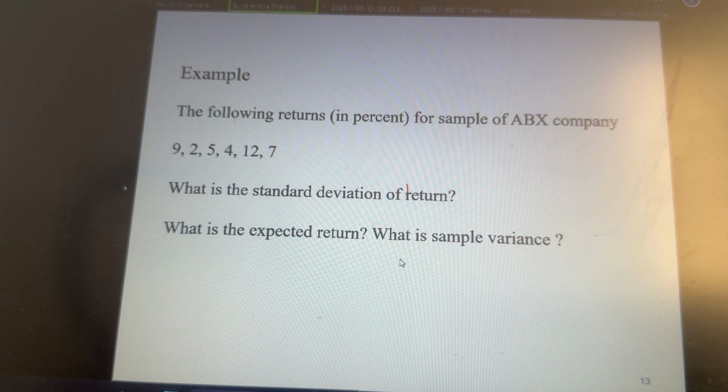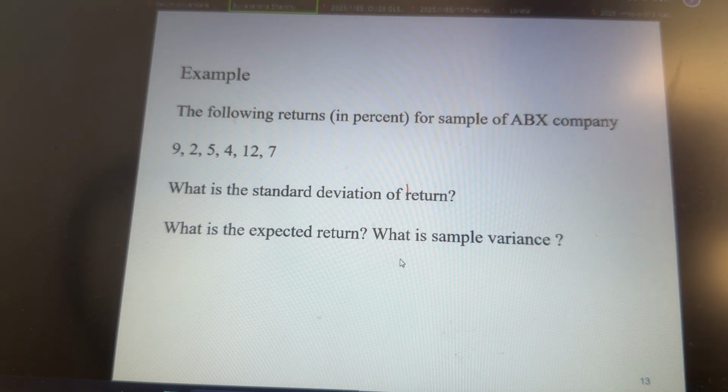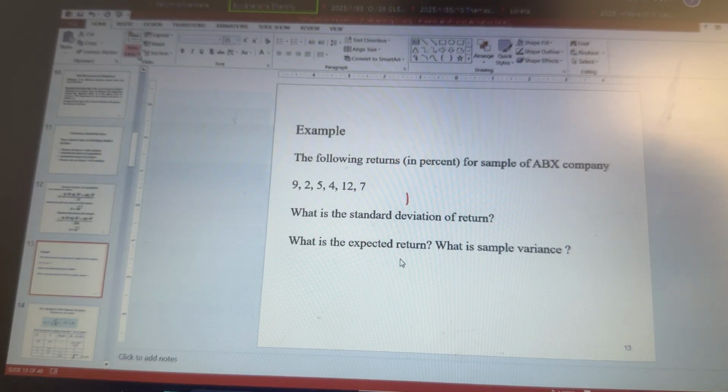So the question is, what is the standard deviation of returns? In order to do that, what do you need to do? You need to calculate the expected return and the sample variance. Then you can take the standard deviation for this return. Right? So how can you do that? Hopefully you know how to calculate this. You already learned it, right?